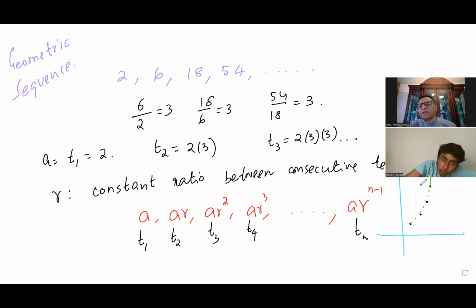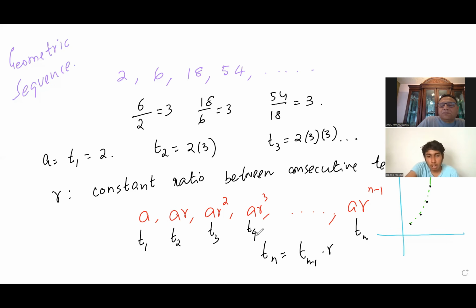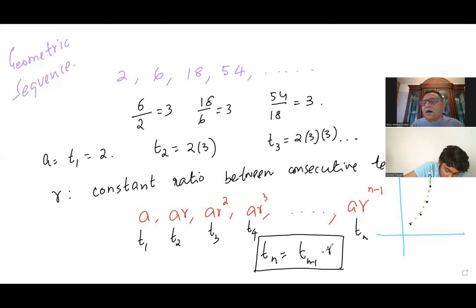Very fast. It is based on the previous term, right? So you can also write a general term Tn equals Tn minus 1 times R, right? Because we are multiplying each previous term by R to get the next term. Is that clear to you? So that becomes a geometric sequence. So make a note of all this.